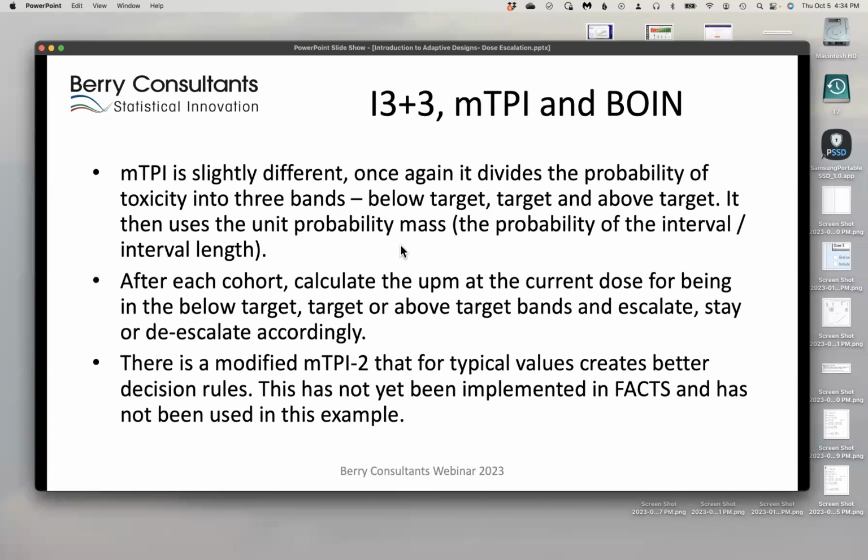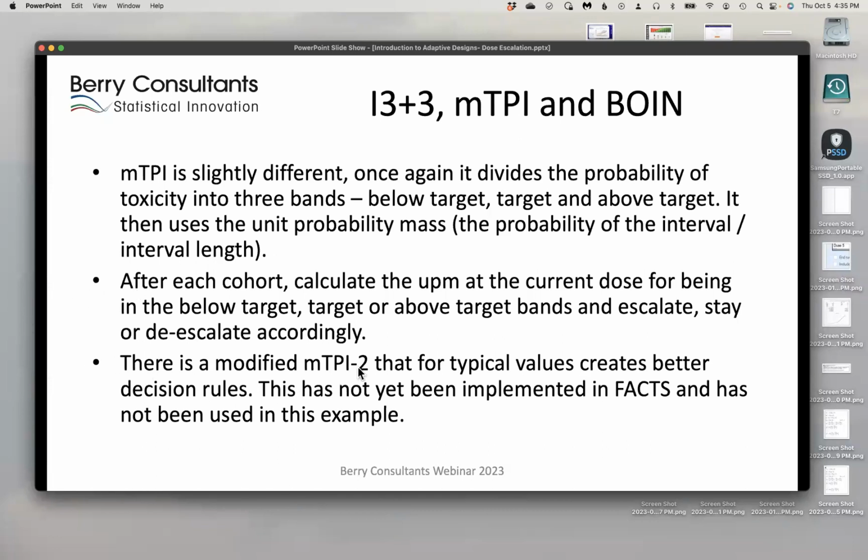MTPI is slightly different again. Again, it just looks at the data on the current dose. And again, it divides the probability of toxicity into 3 bands: below target, within target, and above target. Then it does a simple Bayesian beta distribution, and it uses the unit probability mass, the probability of being in the interval divided by the interval length, to calculate which is most likely: that you're below the target, in the target, or above the target. And of course, if you're below the target, you escalate. If you're in the target, you stay the same. And if you're above the target, you de-escalate.